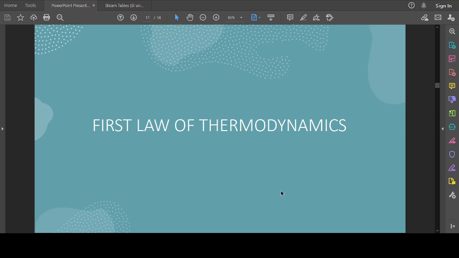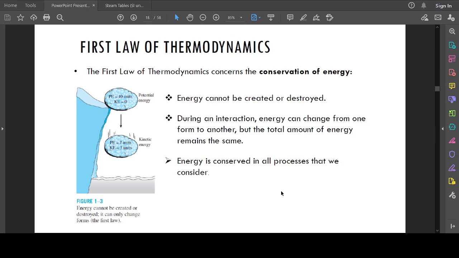Bringing us to the first law of thermodynamics. Now, what is the first law of thermodynamics? The first law of thermodynamics concerns mainly the conservation of energy. As we know, energy can neither be created nor destroyed, but can change from one form to another. In all processes, the energy is conserved. And what do we mean by that?